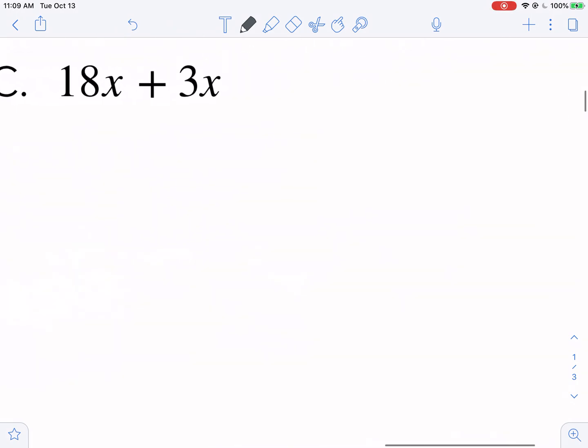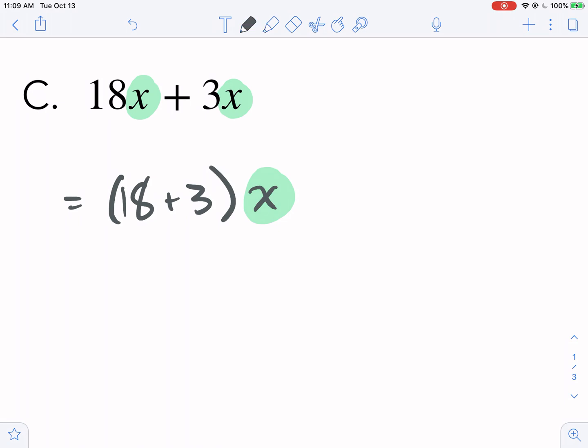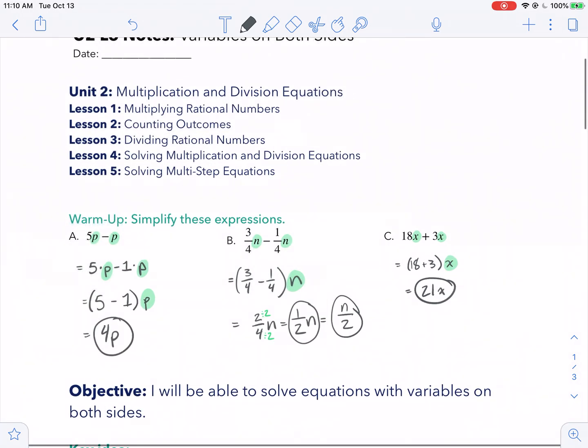And finally, with our third example, we have 18x plus 3x. We can take the x out, leaving us with 18 plus 3. X is on the outside, and 18 plus 3 is 21. So our final answer here is 21x.